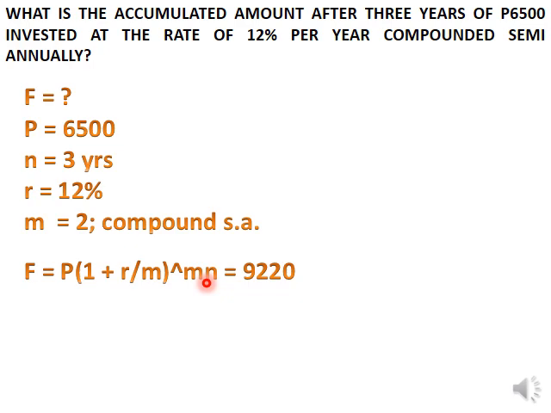That is, for the first year, it has 2 compounding. For the second year, another 2. And for the third year, another 2. Meaning a total of 6 compounding. So we get 9,220.